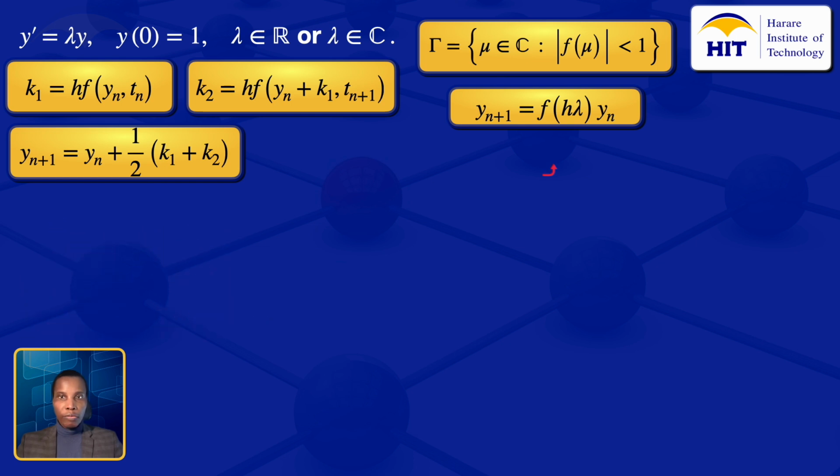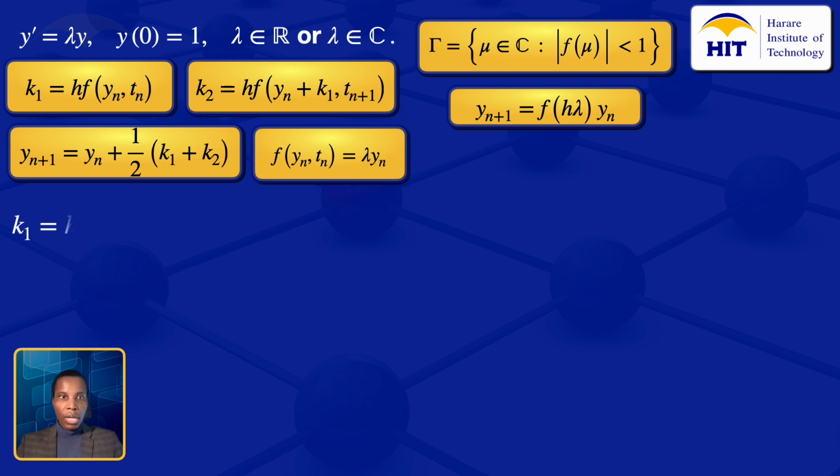And for our f there, we get it from what is on the right hand side of our equation. So f of y_n, t_n is equal to lambda y_n. So using this f, we can then obtain our k1. We are saying k1 is h multiplied by f of y_n, t_n. So k1 will be equal to h multiplied by lambda y_n, just because we said that our f is lambda y_n.